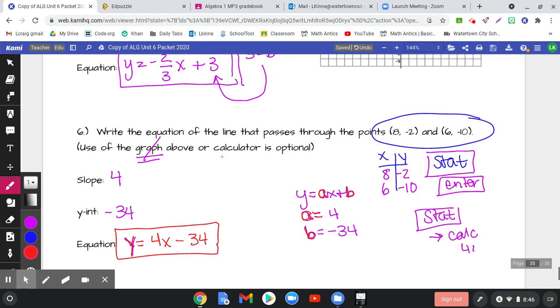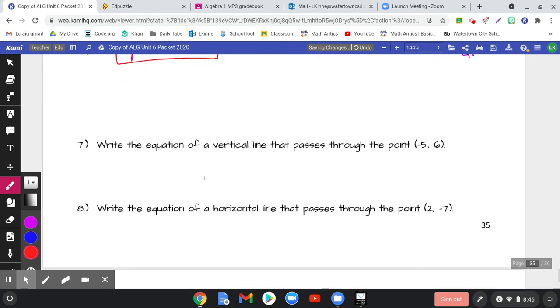Take advantage of that. All right. Write the equation of a vertical line that passes through the point negative 5, 6. Well, let's think about a vertical line. Always sketch your x and y axis for these. A vertical line runs up and down.